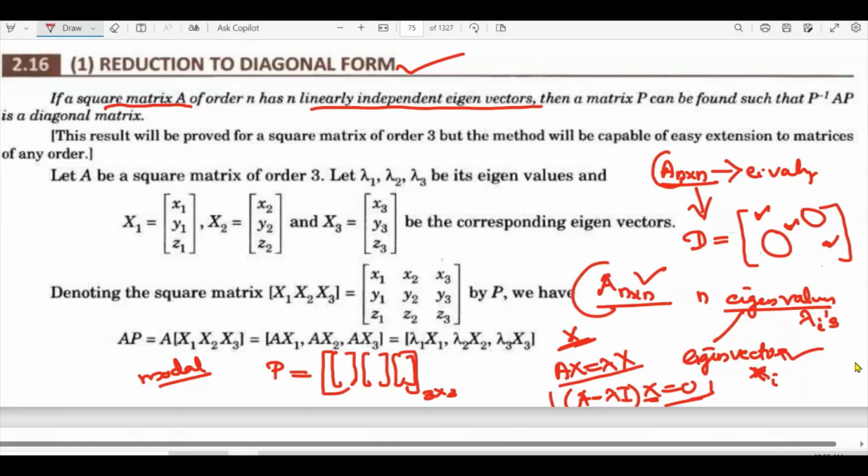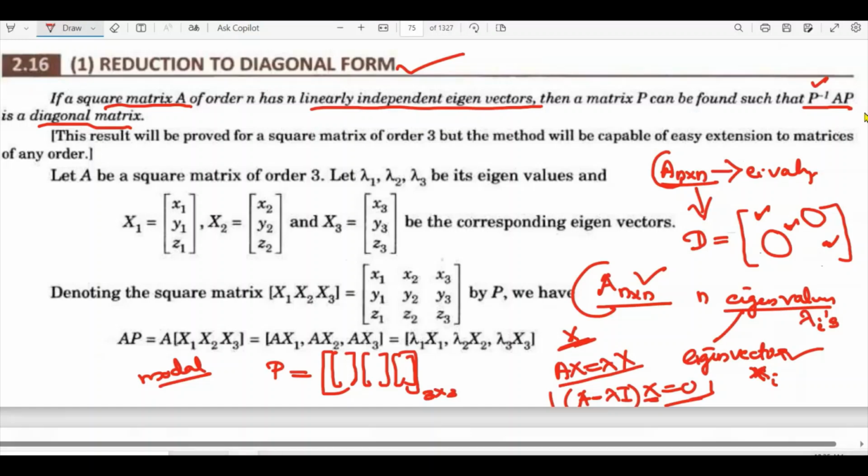So the diagonal matrix is P inverse AP. Now we find the matrix P inverse, and P inverse AP is a diagonal matrix. This is the procedure. So not every matrix is diagonalizable. Only if a square matrix A of order n has n linearly independent eigenvectors, then a matrix P can be found such that P inverse AP is a diagonal matrix. So every matrix cannot be diagonalized. There are particular matrices which are not reducible to diagonal form.